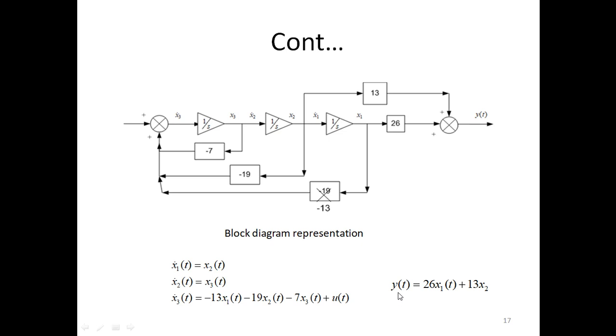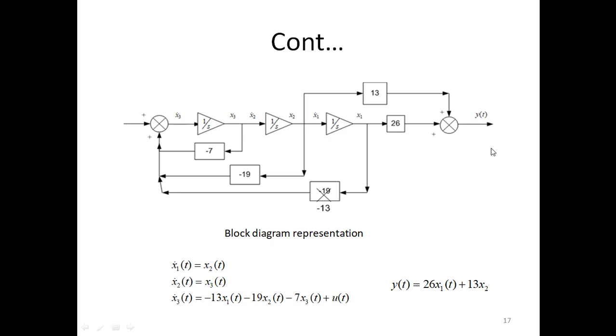For structuring the output equation yt, that is 26 x1t, x1 can be sensed from here and applied with a gain of 26 to the summer. Similarly plus 13 x2: x2 is sensed with gain 13 and added here. So the output equation yt is this.